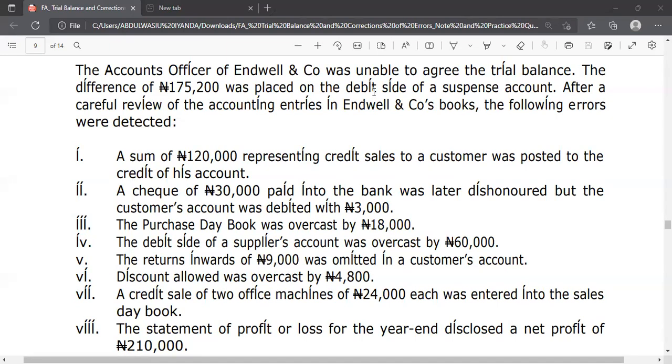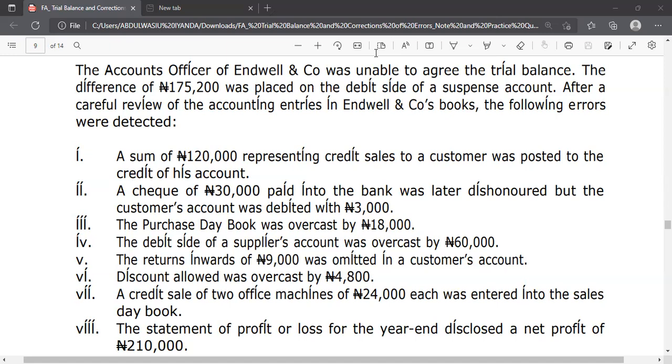Let's say returns inward of 9,000 naira was omitted in the customer account. So meaning that this one was what now? Omitted, was not recorded at all. So since it was not recorded, that means you are the one that will now record the transaction. It was not recorded initially. So what is now the accounting entry?